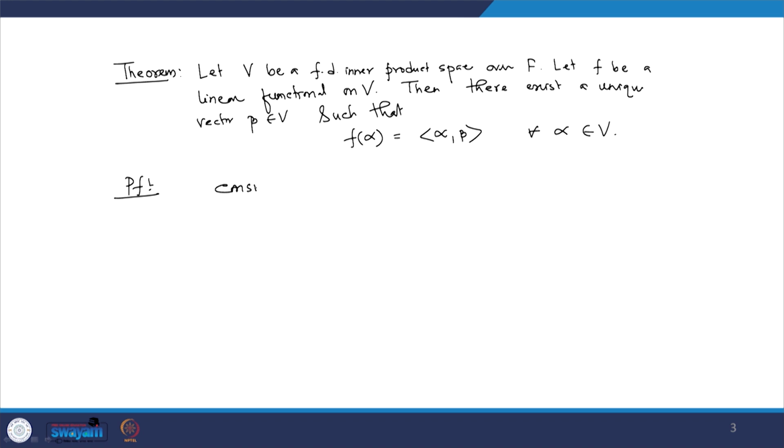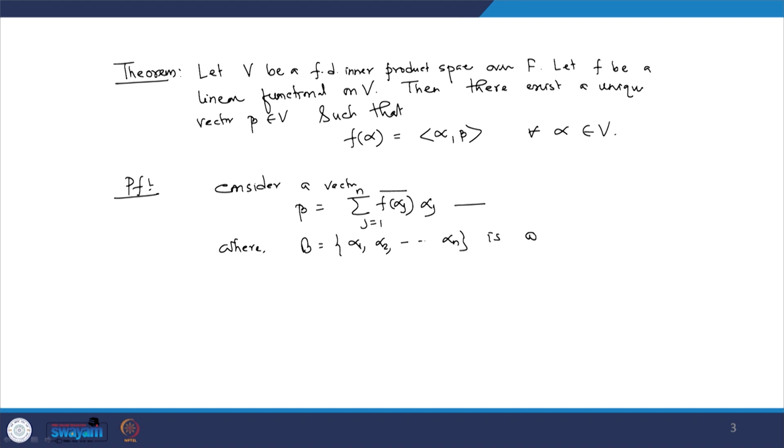Consider a vector beta equal to the sum of f of alpha j bar times alpha j, with j equal to 1 to n, where B equal to alpha 1, alpha 2, up to alpha n is an orthonormal basis for V.